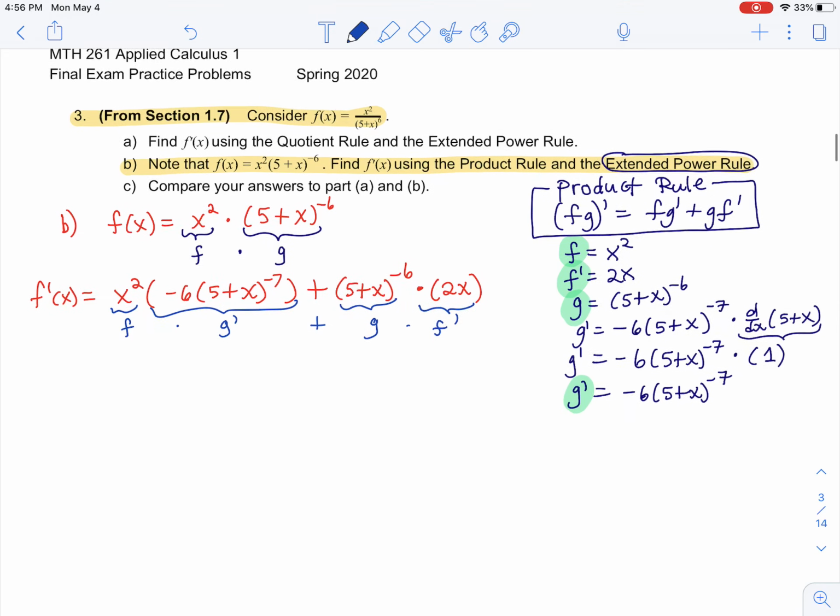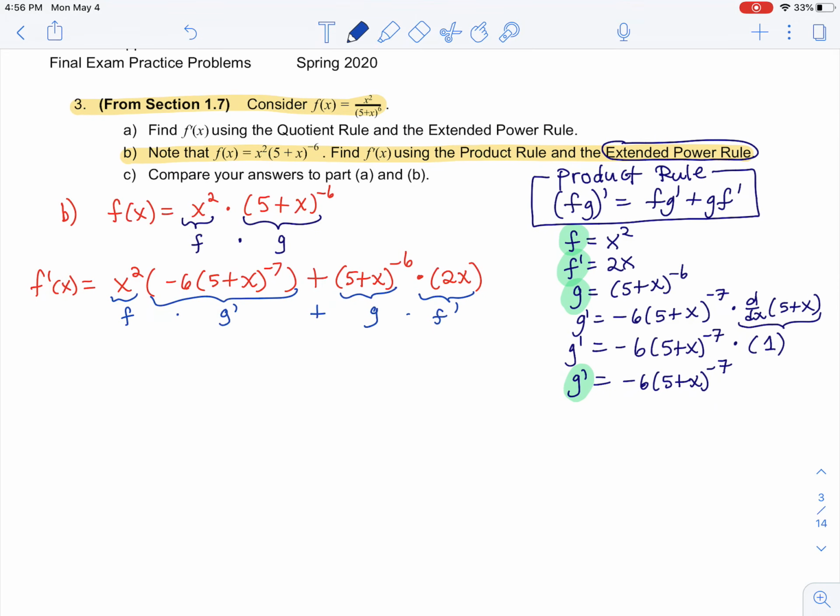So we are ready to simplify. We found the derivative. It is what it is, but we just have to simplify this because in part C, we want to be able to say they're exactly the same thing. So let's focus on simplifying. And from this point on, it's just going to be algebra.